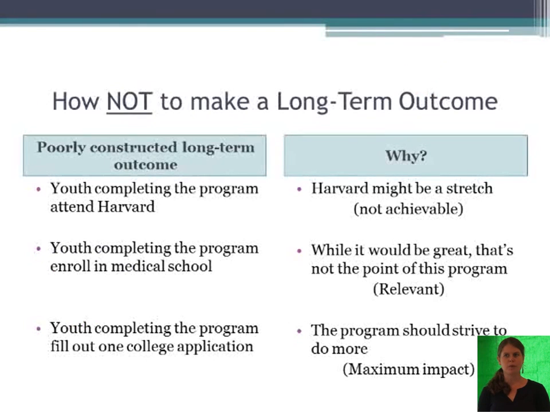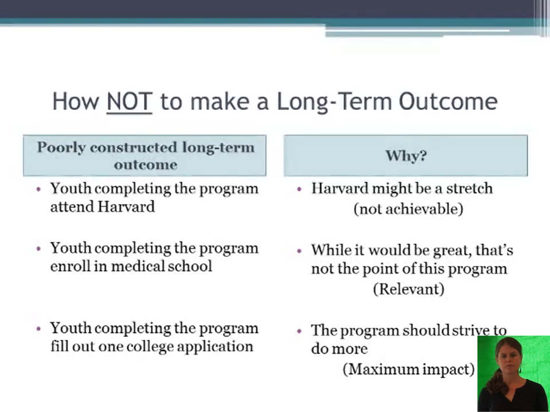So the best way to start making a long-term outcome is to see how not to make a long-term outcome. So let's go over some poorly constructed long-term outcomes and figure out why that is. So let's take a college access program for low-income youth. Let's think about what the long-term outcome would be. How about this one? Youth completing the program attend Harvard. Why do you think that's not an appropriate long-term outcome? Right, because it's not really achievable.